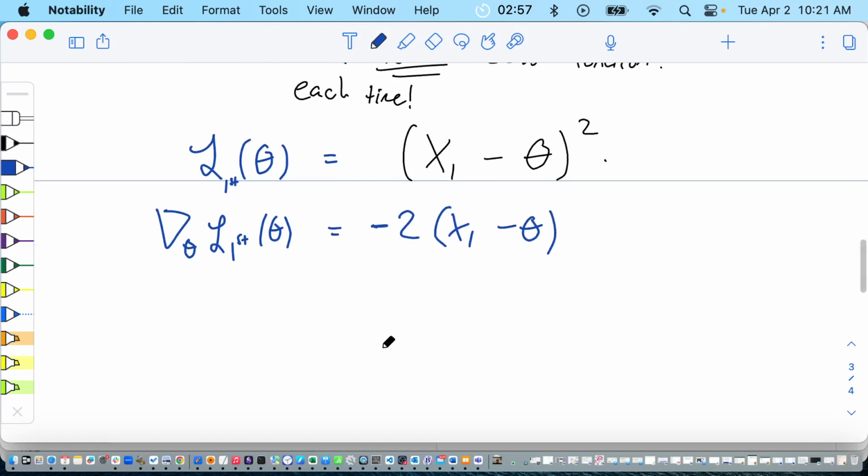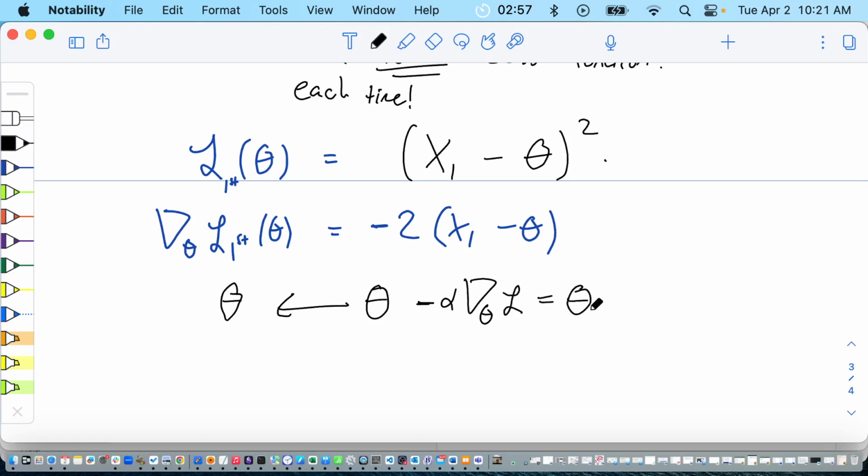Then for my second step, I'm going to roll the dice again. Completely separate dice roll. Let's write down the rule. So theta will become, not arrow both ways, theta minus alpha times the gradient of the loss. That's gradient descent. You see you have a minus gradient, minus there.